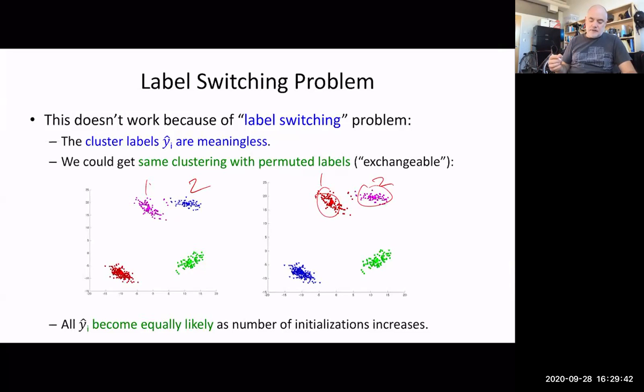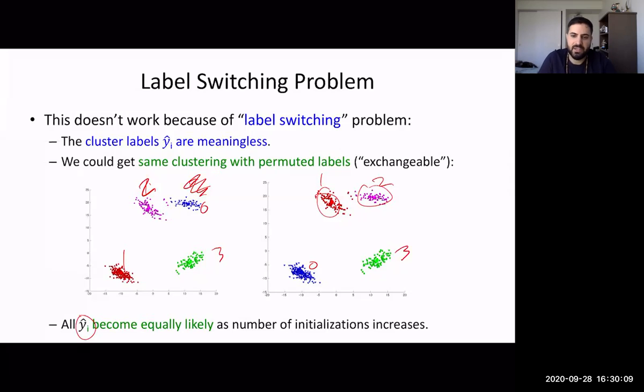I should do it like that. That makes more sense. 2, 1, 0, 0, 3, 3. Okay, so we've just permuted the labels, changed the colors, but the clustering is the same, right? The problem is that if you do random restarts, all of the labels will become equally likely for all the data items as the number of initializations increases, right? When we're doing ensemble learning, can we figure out which labels are the same by their location?